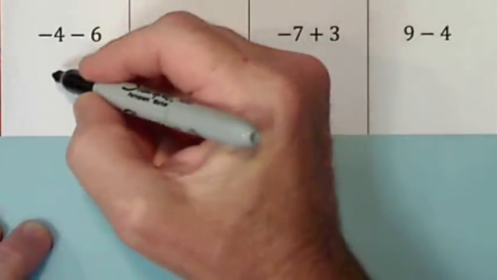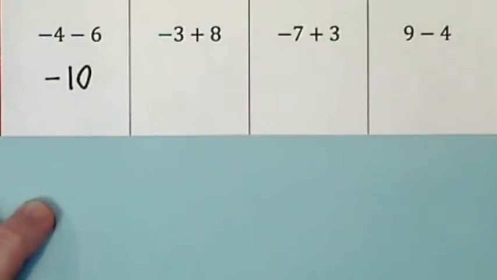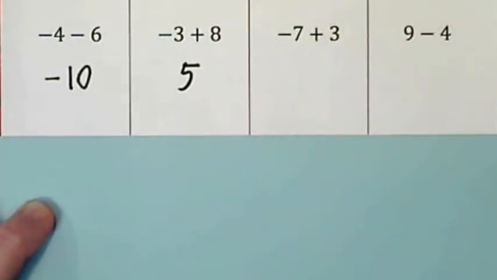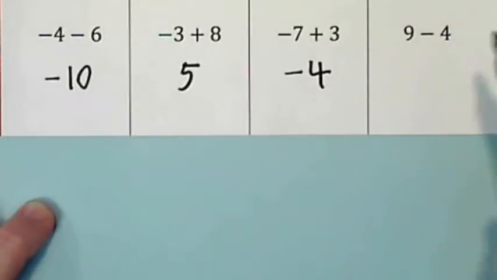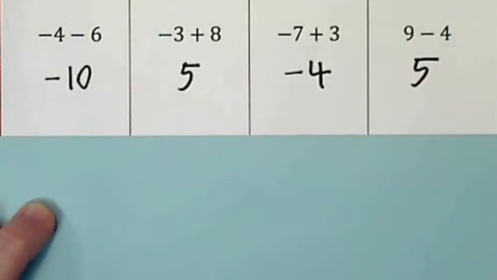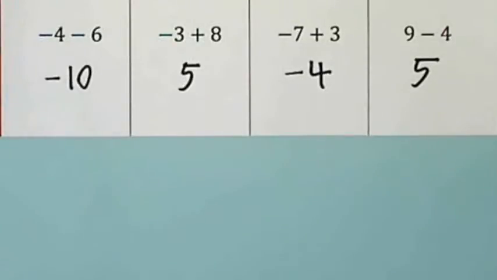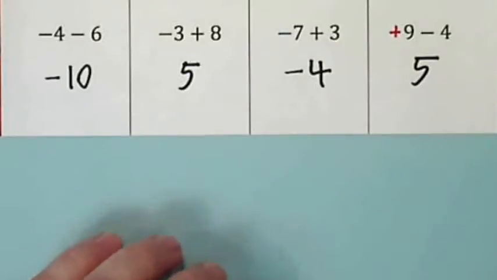Signs are the same, you add and keep the sign. Signs are different, you subtract, keep the sign of the larger. The signs are different, you subtract, keep the sign of the larger. Signs are different, you subtract, keep the sign of the larger. And again, this 9 has a plus in front of it, or a positive sign. Those words are interchangeable, but you're just not required to write it.